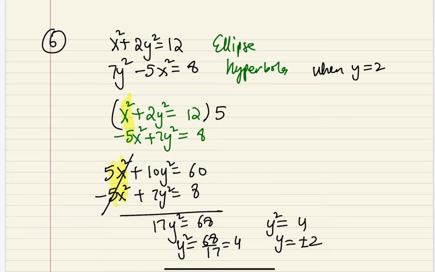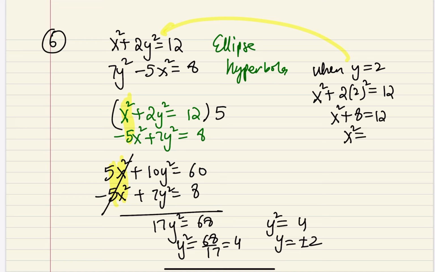When y is equal to 2, what is x going to be? Let's plug y equals 2 in here. So x squared plus 2 times 2 squared equals 12. X squared plus 2 squared is 4, times 2 is 8, equals 12. X squared equals 12 minus 8, which is 4. X equals plus or minus 2. So it turns out when x is 2, y is 2. When x is negative 2, y is still 2.